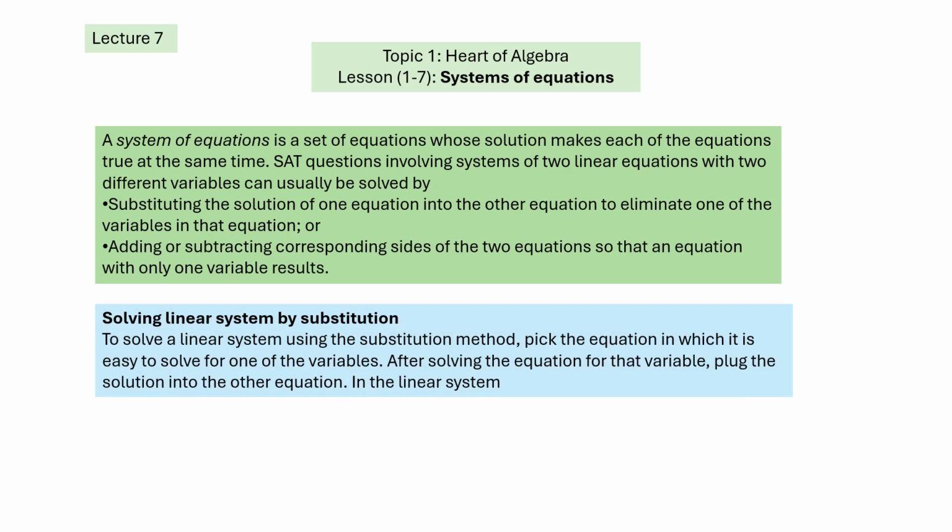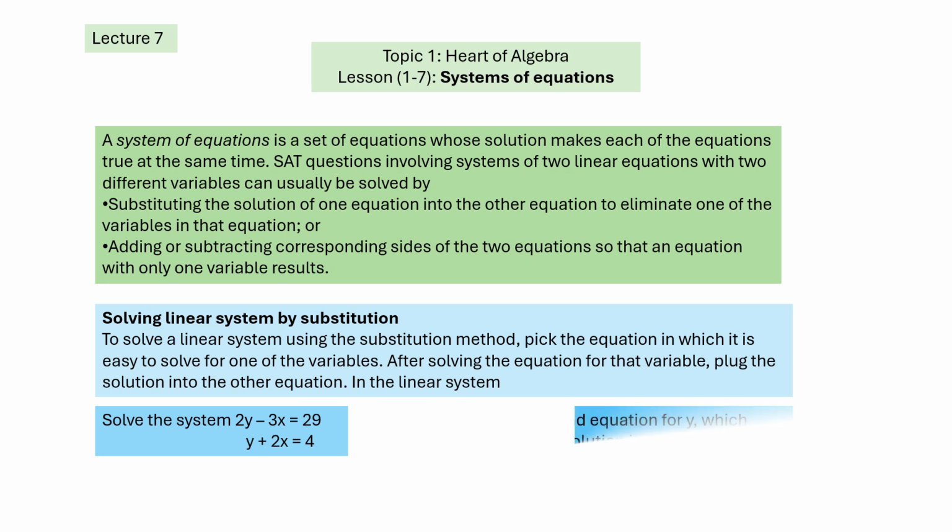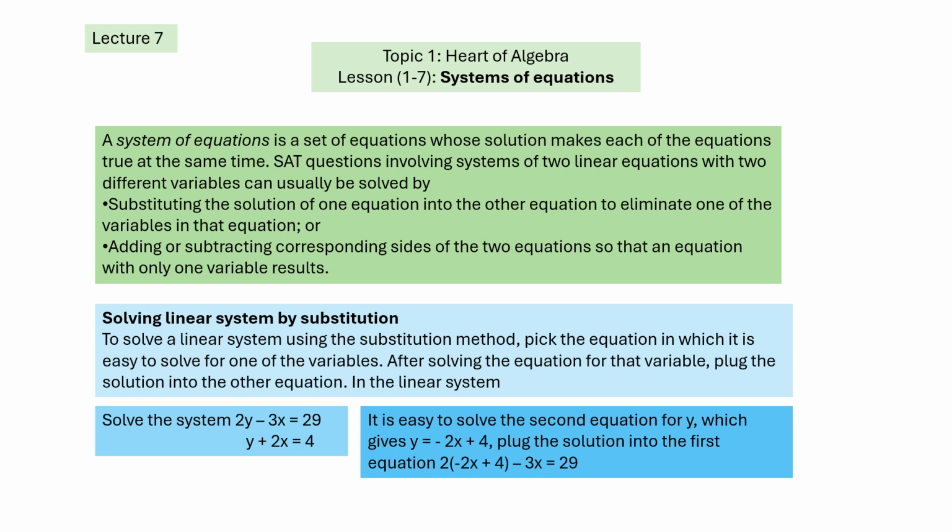To solve a linear system using the substitution method, pick the equation in which it is easy to solve for one of the variables. After solving the equation for the variable, plug the solution into the other equation in the linear system. For example, solve the system 2y minus 3x equals 29, y plus 2x equals 4. As you see, it is easy to solve the second equation for y, which gives y equals negative 2x plus 4. Plug it into the first equation: 2(negative 2x plus 4) minus 3x equals 29.